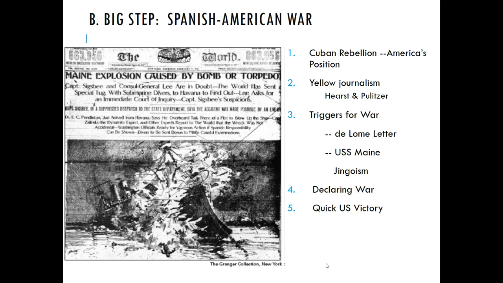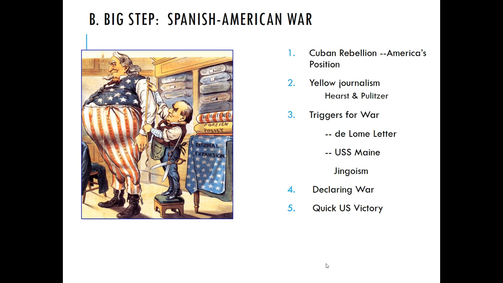And with this explosion, obviously, everyone assumed that Spain blew up the USS Maine. And with that explosion, immediately there became a huge push to declare war on Spain. So jingoism is this mentality. Basically, jingoism is a very aggressive foreign policy, this push for nationalism, this push to defend our country. And with jingoism and with the USS Maine, we saw a major push to go to war and declare war on Spain. So right after the USS Maine exploded, U.S. Congress declared war on Spain, and we now are at war with a major European power.